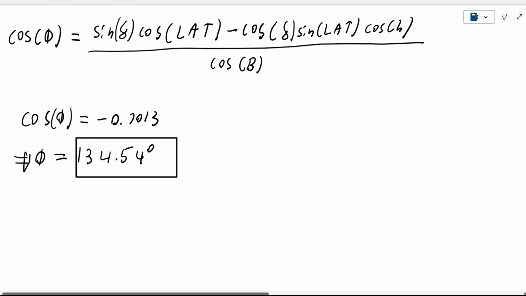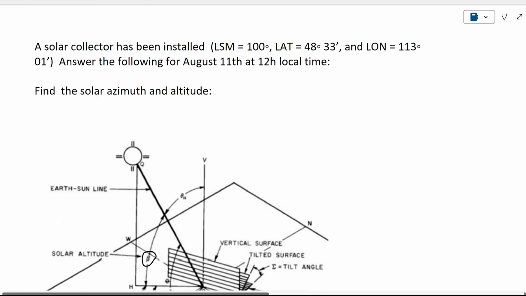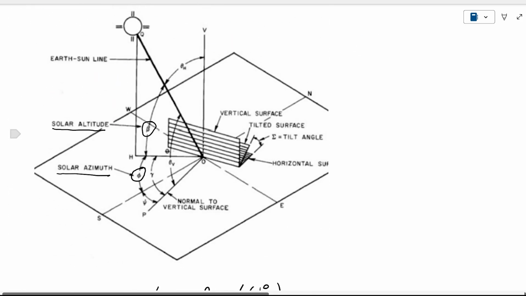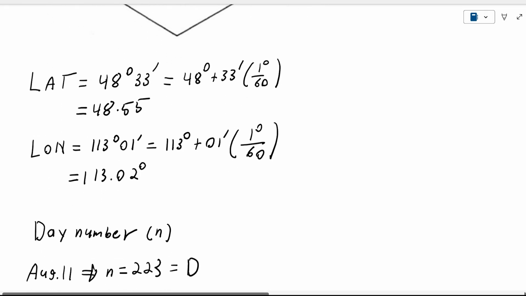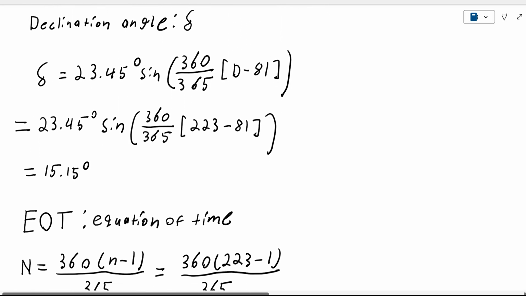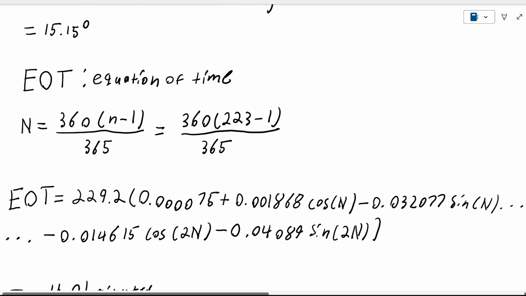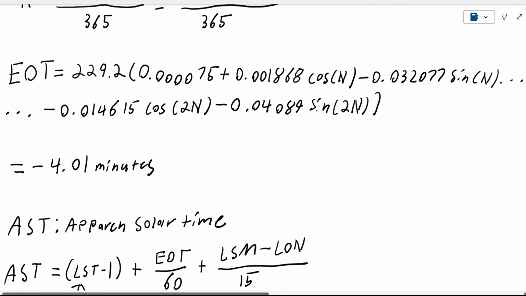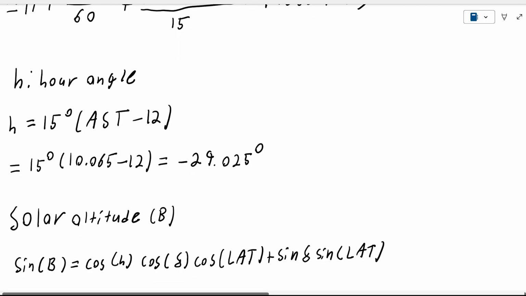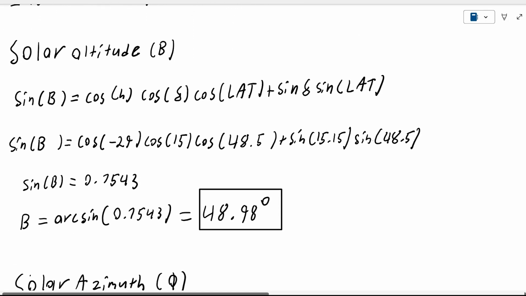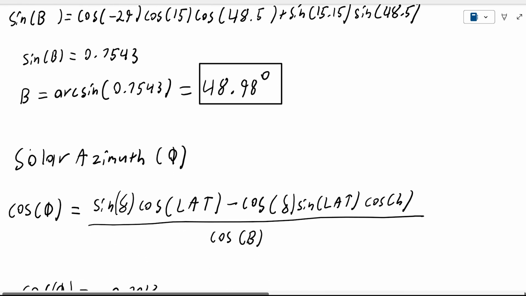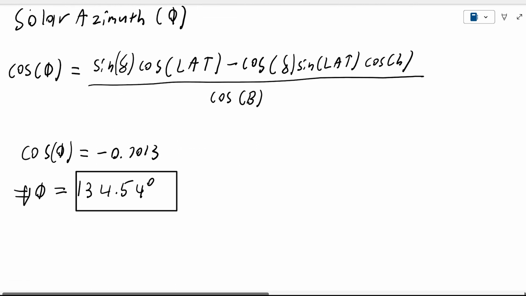To quickly recap what we did, in order to define the sun's position vertically and horizontally, we started by converting our latitude and longitude to decimal degrees. We then found our day number counting up from the start of the year, of which we could use to find the declination angle. We then found our EOT correction, and with that we could find our apparent solar time AST, making sure to correct for daylight savings by subtracting 1 hour from the local time. With our AST, we're able to get the hour angle, and with all of that we can finally compute the solar altitude, and lastly, the solar azimuth.